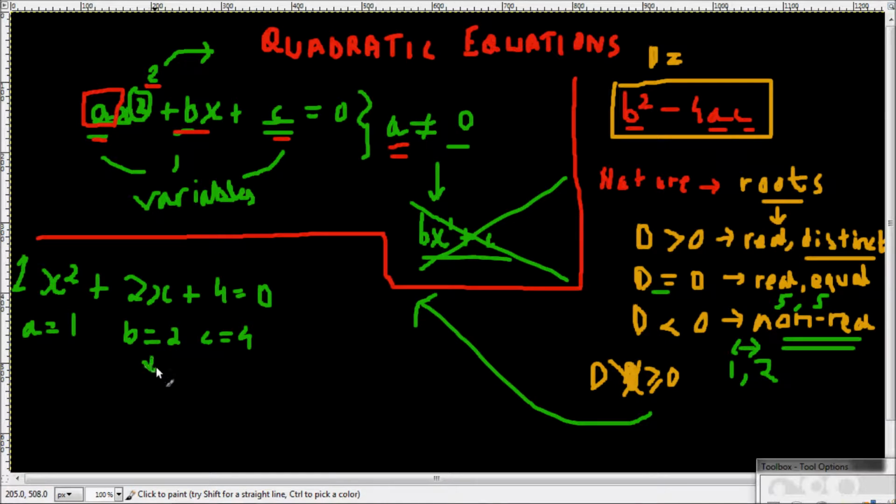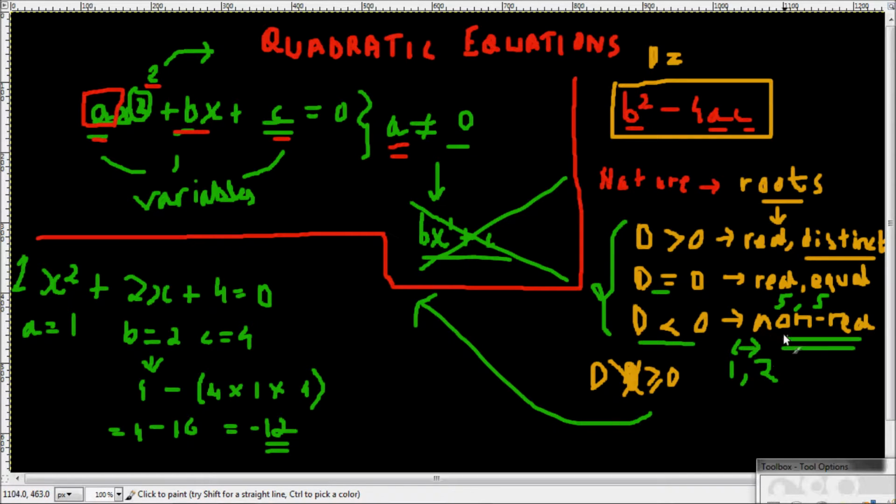So take the square of b, that's 4, minus 4 into a, which is 1, into c, which is 4. So you get 4 minus 16, which is definitely negative, minus 12. So now just compare it to this over here. D is less than 0, so the condition that you satisfy is this one. So you'll get non-real roots in this case. So all you have to write is non-real roots. That's your answer.